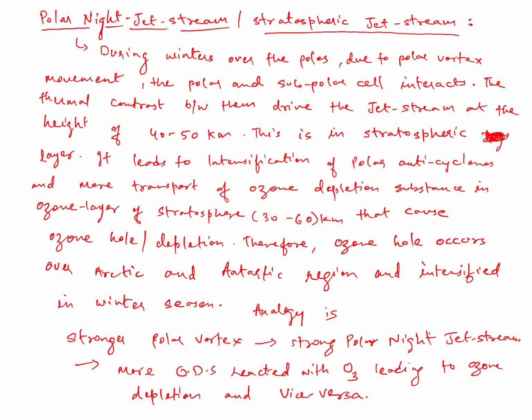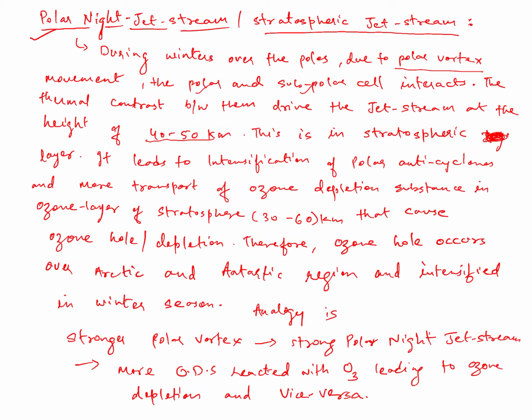Now, there is one more jet stream that has been observed, called the stratospheric jet stream, the polar night jet stream. The reason for this jet stream is the polar vortex movement. It is observed at a great height in the stratosphere, at a height of 40 to 50 kilometers, and arises due to the interaction of two contrasting air masses, the polar and subpolar atmospheric cells.